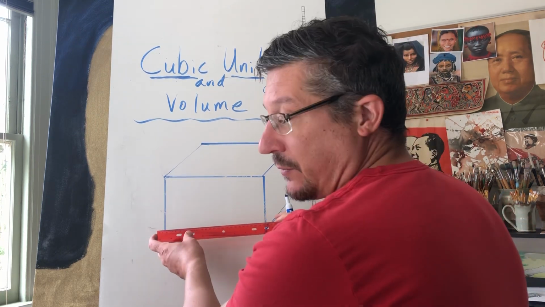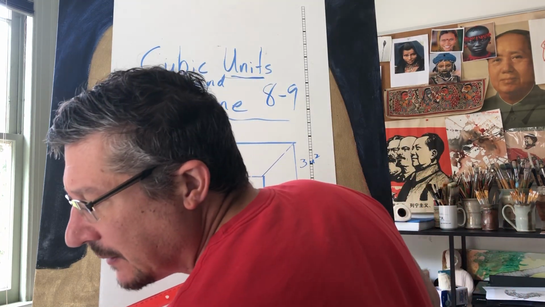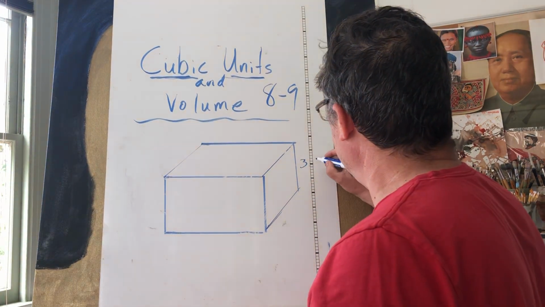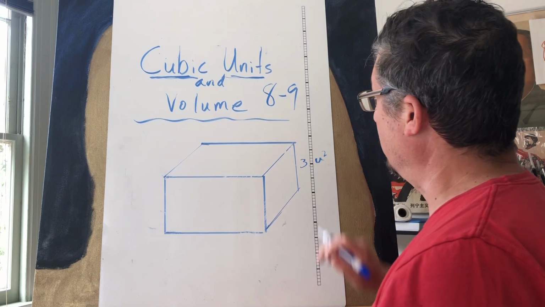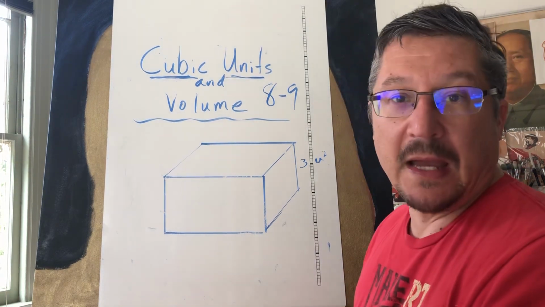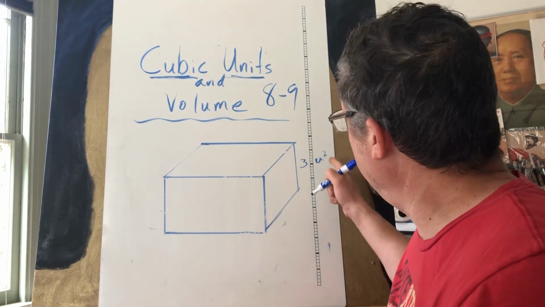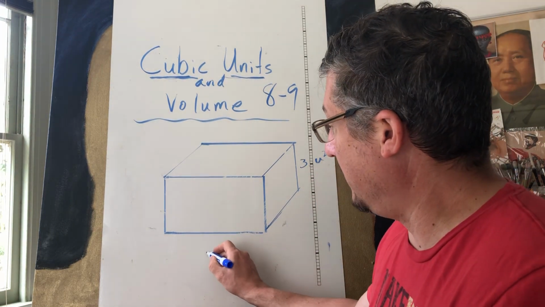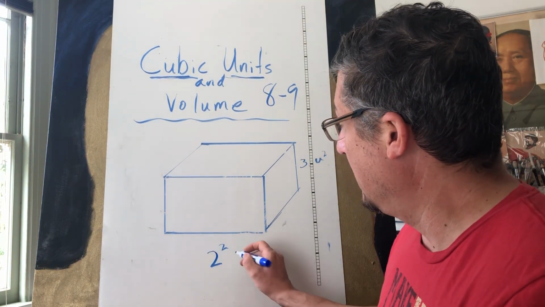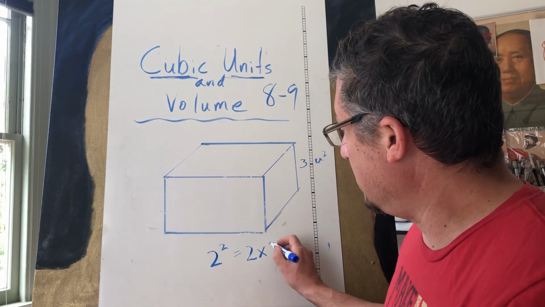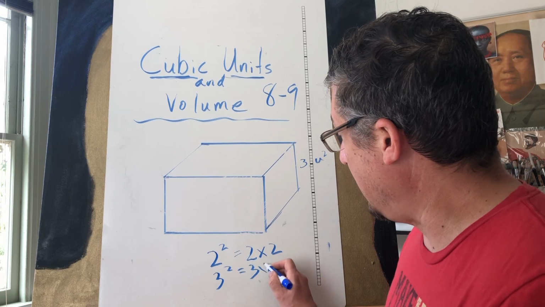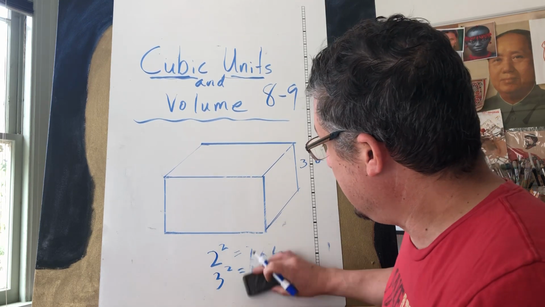So I'm going to do 3, and I don't know if they just do unit, so I'll just do a U. You can't see it, it's on that line, but U cubed. And if you wonder why we cube it, what does cube mean? Well, think about it. 2 to the 2 equals 2 times 2, right? Or 3 squared equals 3 times 3. Well, it's the same thing.